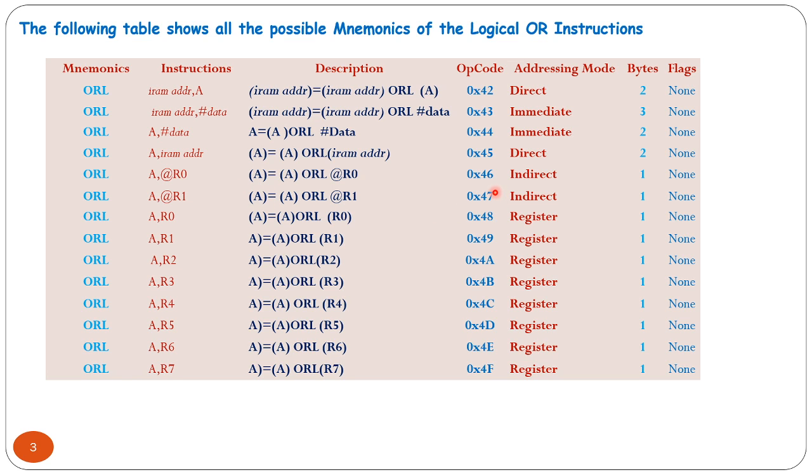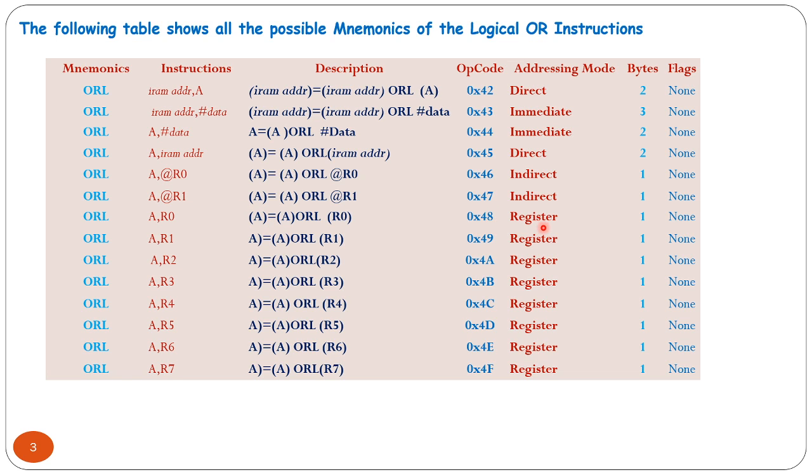47H is the operation code, indirect addressing, 1 byte instruction, no flags are affected. ORL A, R0: the content of general purpose register R0 is logically ORed with the content of the accumulator, and the result is stored in the accumulator register.